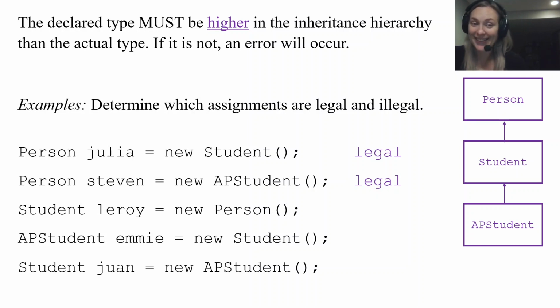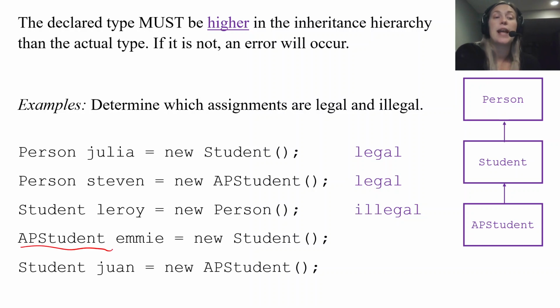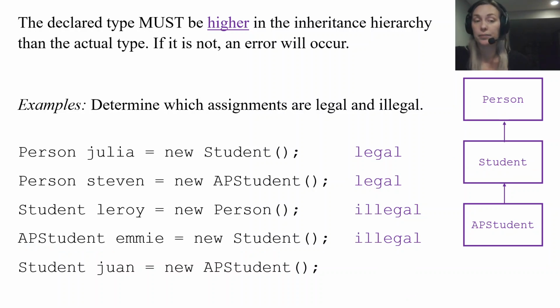So you need to be able to determine what statements, what objects being created are going to be legal and which are going to be illegal. This one here, student Leroy equals new person. Student is lower in the hierarchy than person. So this is an example of an illegal upcasting. Same thing here, AP student Emmy equals new student. Because AP student is lower than student, this is also illegal.